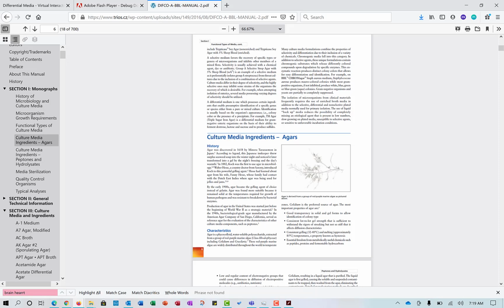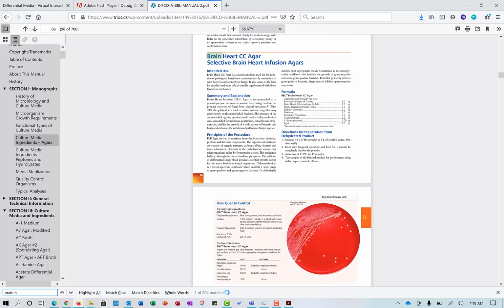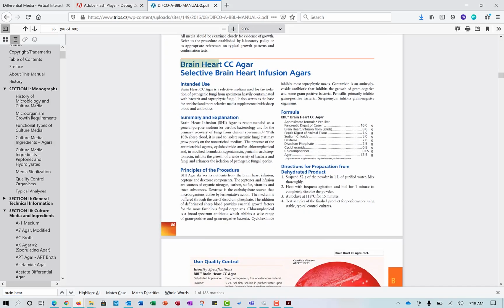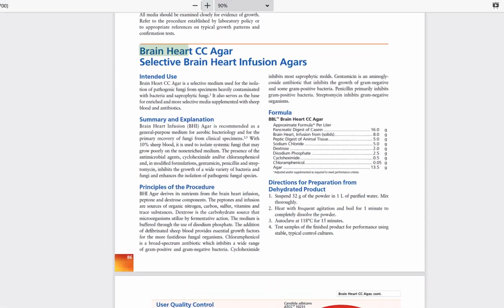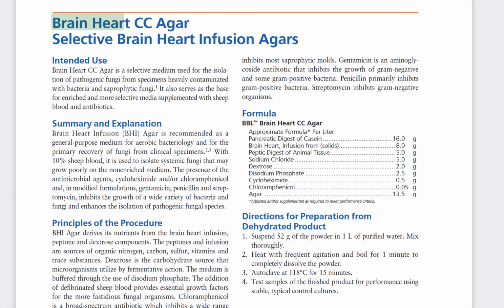But if you want to look for specific media, you can just type in, for example, brain-heart infusion. That's one of the common agars we use for standard culture methods. And you can see what it is used for, what's in it. If you have broth, you won't have agar. If you have it with the agar, obviously, you have a certain percentage of agar in it so that it solidifies, so you can actually plate it out.